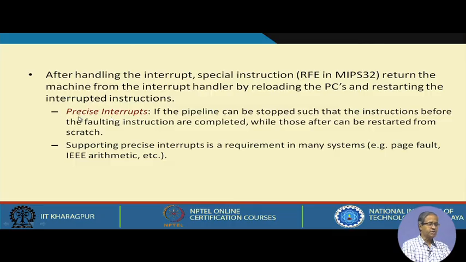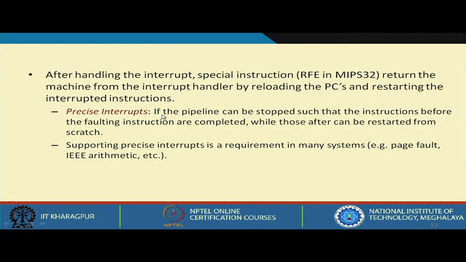There is a terminology called precise interrupts. A precise interrupt says that, let us say an interrupt has occurred. If it is possible for the control unit to stop the pipeline such that all instructions before the instruction that generated the interrupt can complete and all instructions that follow will wait, they will be restarted later, then we say it is a precise interrupt.